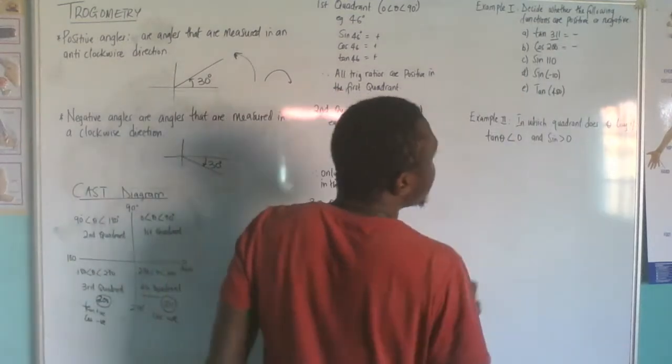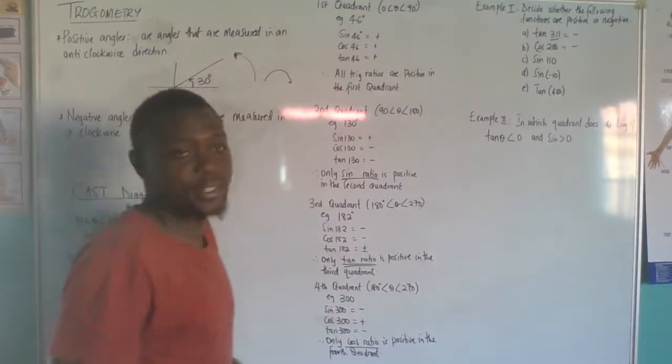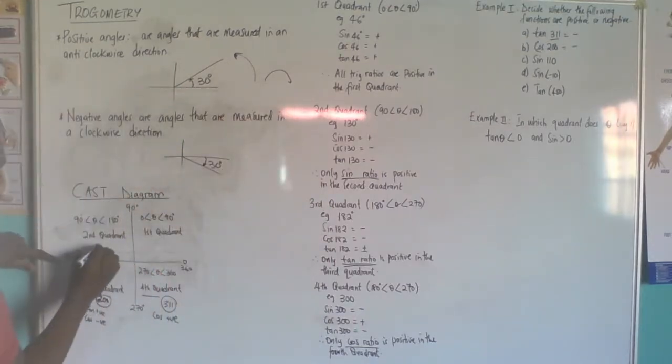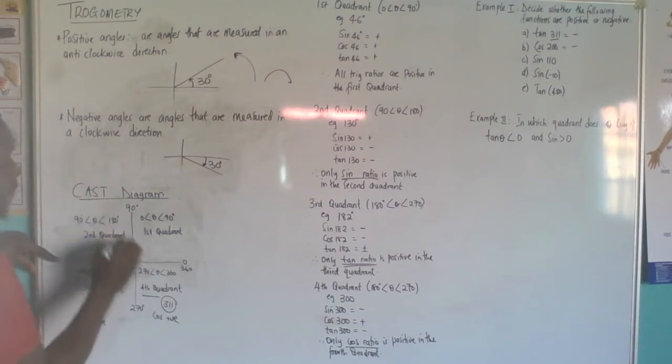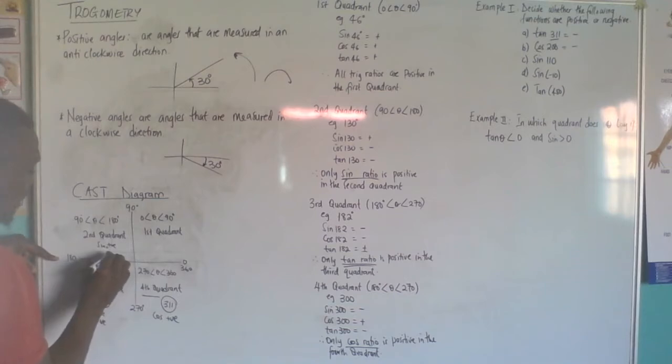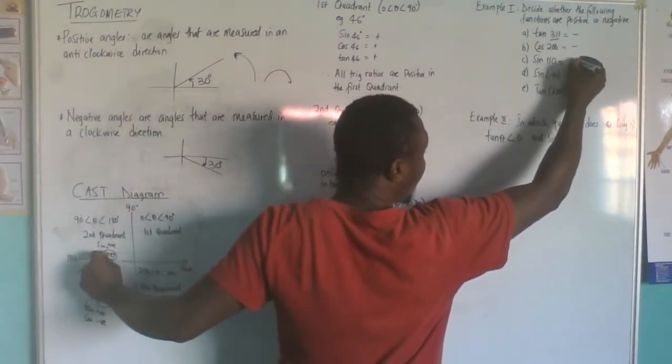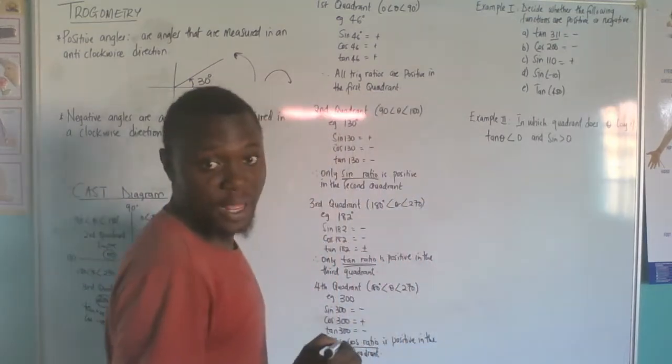Coming to the next one, C. C is 110. 110 lies between 90 and 180. And here, you know, sine is positive. Since that angle lies here, then sine is positive there. So if it's sine there, then it becomes positive right there.